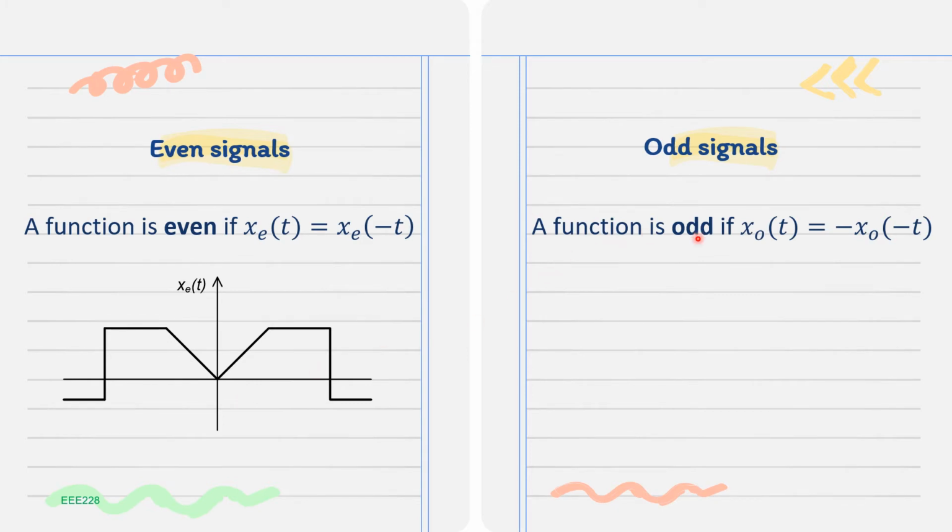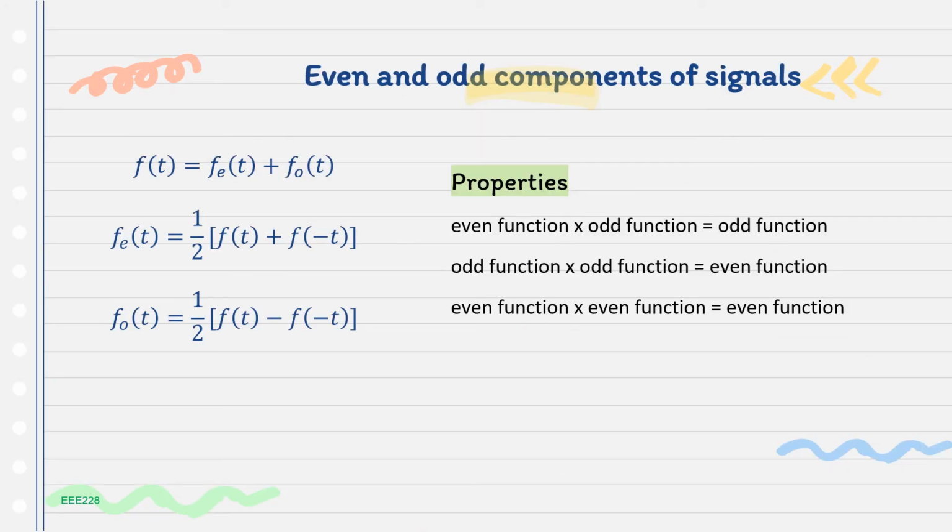An odd signal: a function is odd if x(t) is equal to the minus of x(-t). An example is this. We have this signal x(t). If we plot x(-t) and then take the negative of it, and you find that it is the same as x(t), then that signal is an odd signal, right?